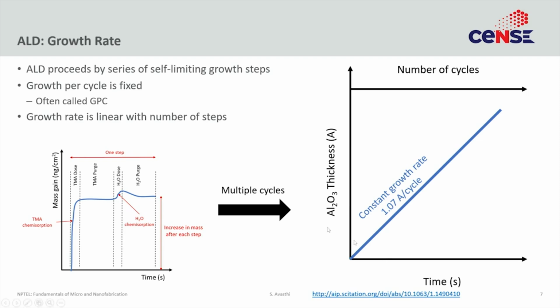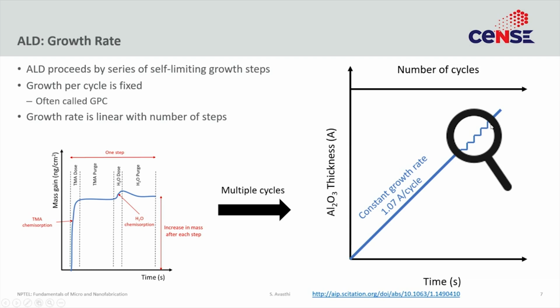So this is something we have already seen, but this is just one step of one cycle, right? Now supposing you took some time and continuously kept doing these cycles one after the other. What you would see is that your aluminum oxide thickness will start increasing, and it increases at a very predictable, very linear, very known value. So in this case 1.07 angstroms per cycle, right? Very accurate.